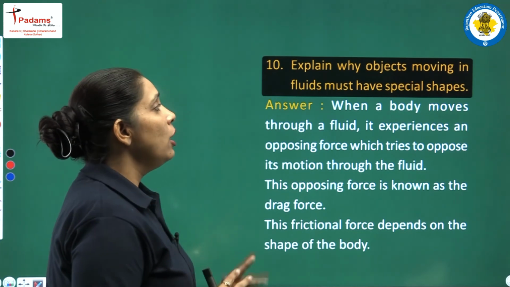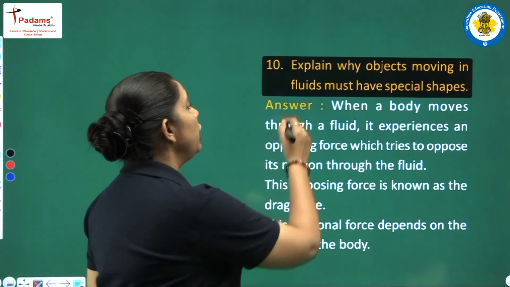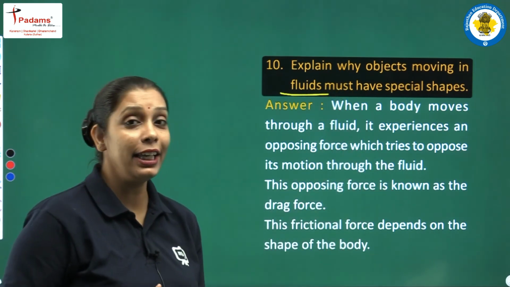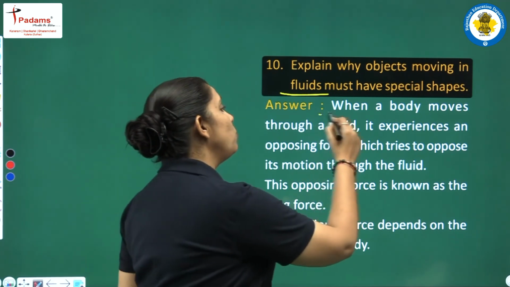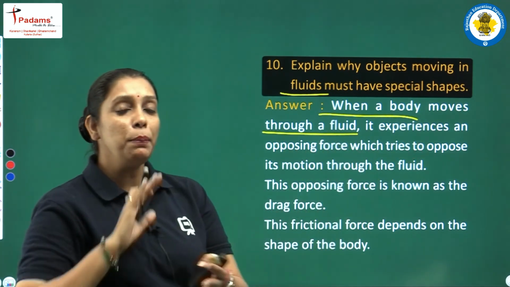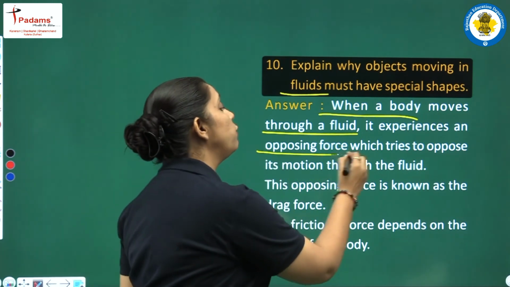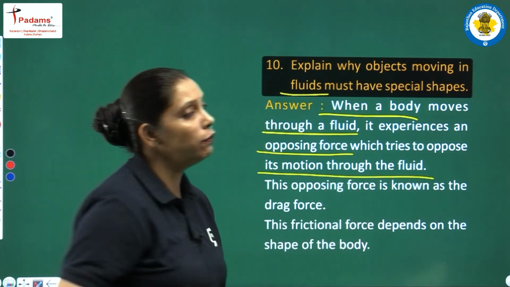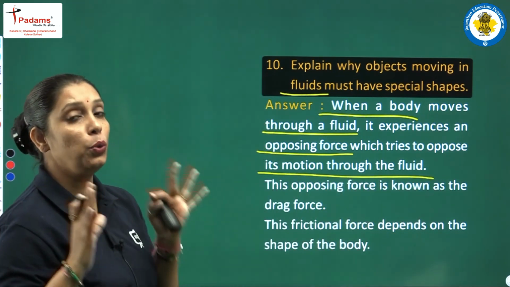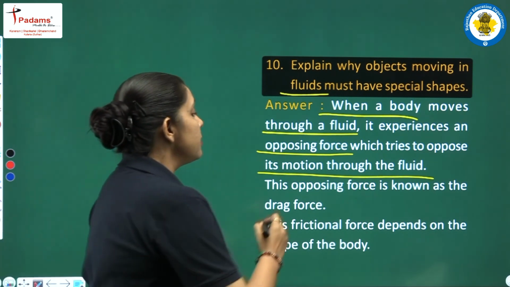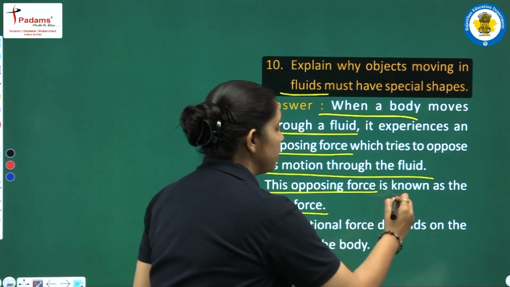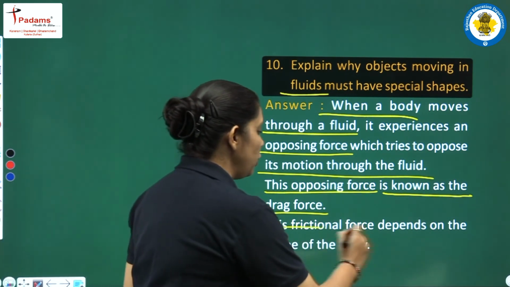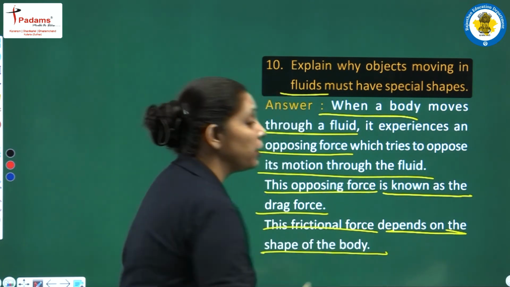Explain why objects moving in fluids must have special shapes. Yes. When a body moves through a fluid, it experiences an opposing force which tries to oppose its motion through the fluid. That I already had explained you in the video. This opposing force is known as the drag force. समझ में आ रहा है? This frictional force depends on the shape of the body.